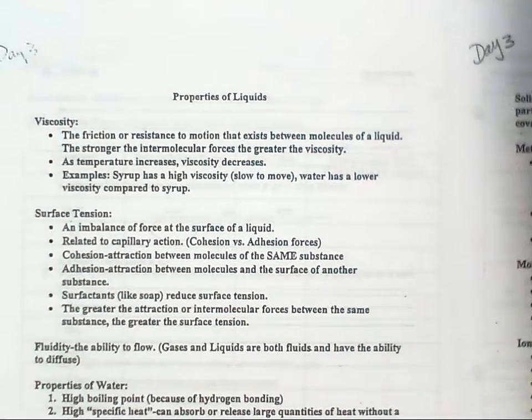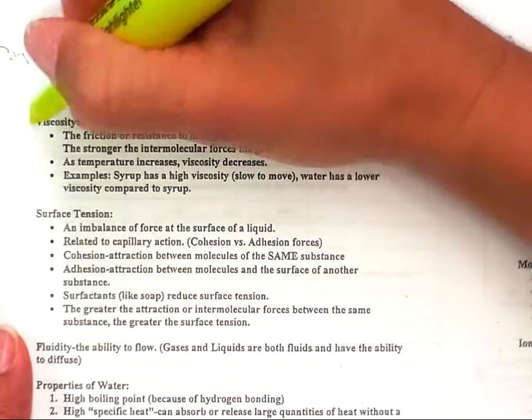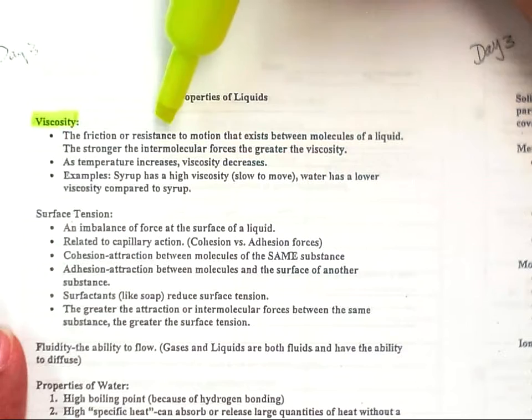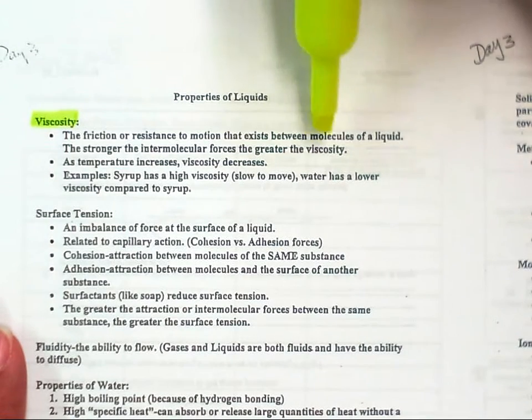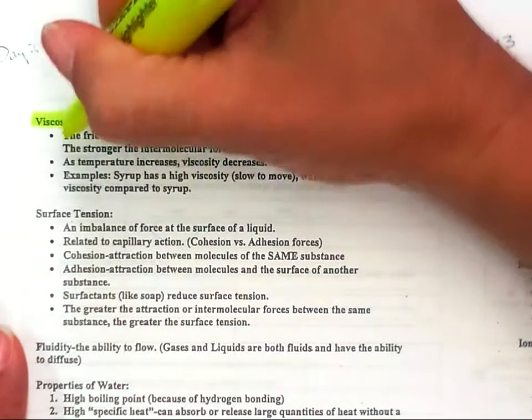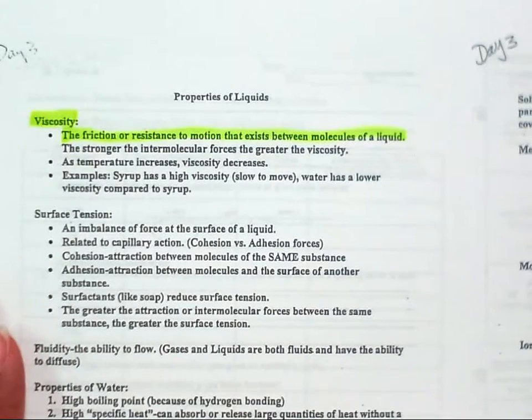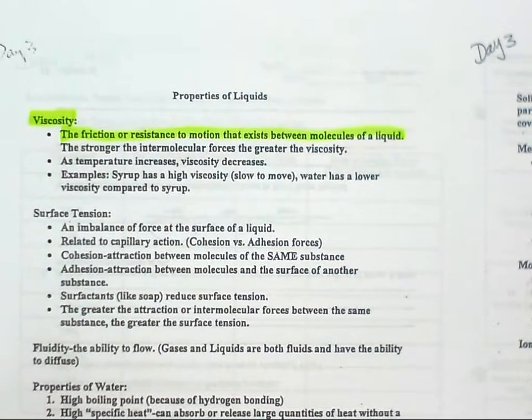Okay, you have to know the definition of the word viscosity. There's a lot of matching vocabulary on this test. It's the friction or resistance to motion that exists between molecules of a liquid. So I'm going to highlight that definition, but the question is, do you know what viscosity means? Like, what would be more viscous, water or syrup? Syrup. You get the idea.